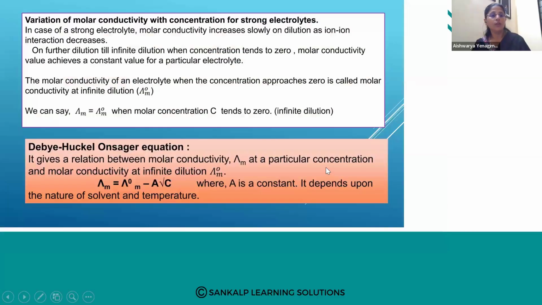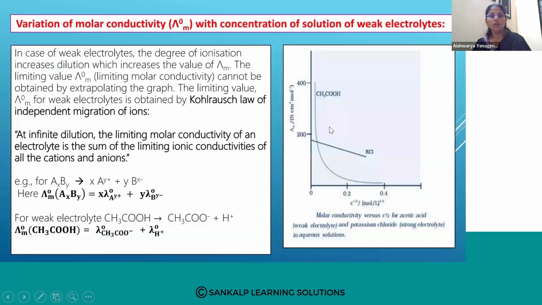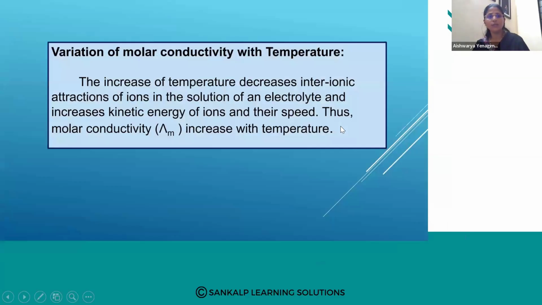Now, the factors affecting we have seen. The variation of molar conductivity also we have seen. So, molar conductivity with temperature: when temperature is increased, the interionic attractions decrease in the solution of an electrolyte and the kinetic energy increases, that is, the speed increases. Thus molar conductivity increases with increase in temperature. As you go on increasing the temperature, the molar conductivity increases.